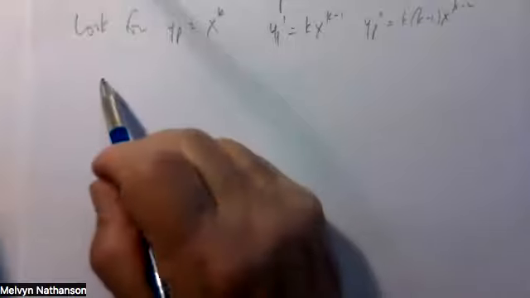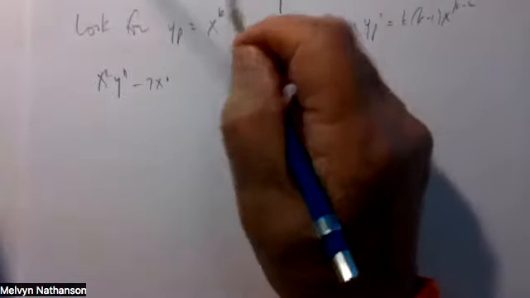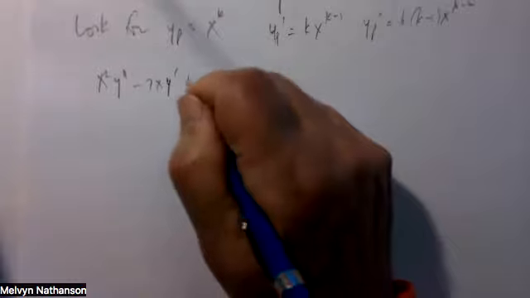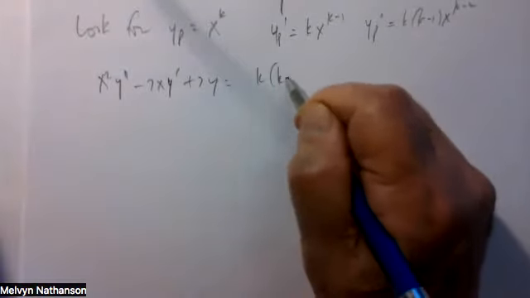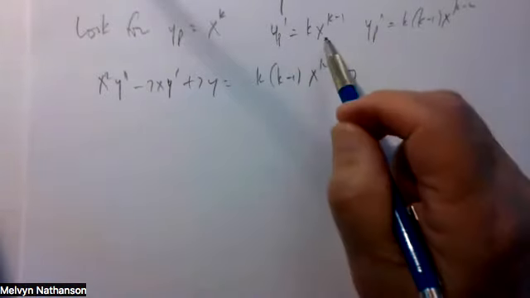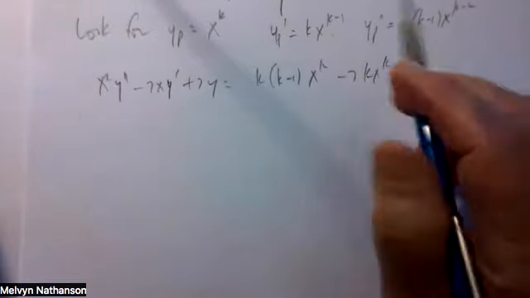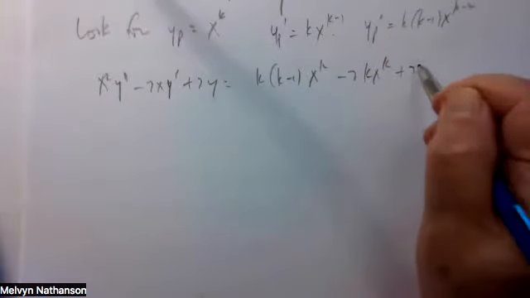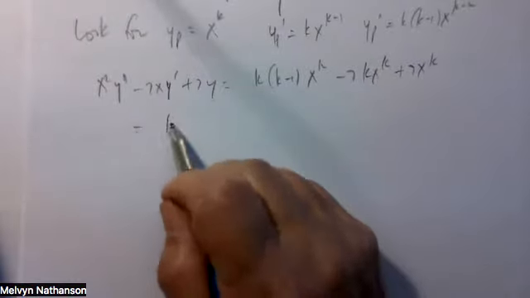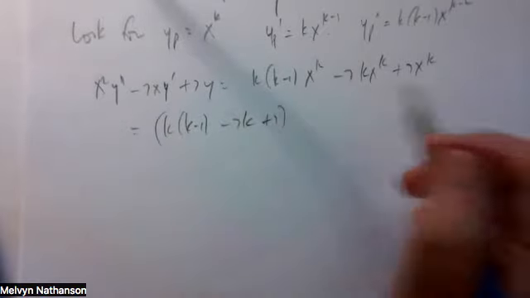And if we look at x squared y double prime minus 7x y prime plus 7y, x squared times the second derivative is k times k minus 1, x to the k, minus 7x times the first derivative gives me a minus 7k, x to the k, plus 7 times the original function is 7x to the k. So this looks like k times k minus 1 minus 7k plus 7, all times x to the k.